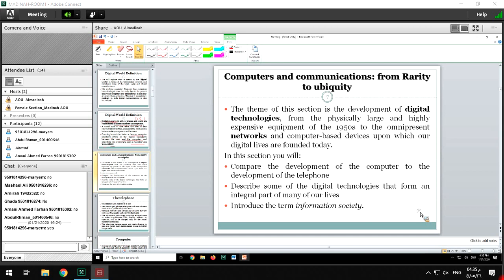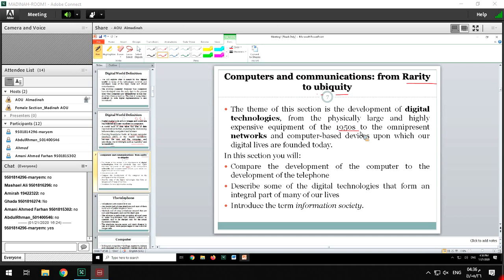From the rarity, it was very rare to find computers in previous years, for example the 1950s. In the 1950s, there was very little about technologies and computers. There was no concept of telephones, mobile phones, laptops and small devices. But to the ubiquity that we see today, computers everywhere. So this is what we will discuss.